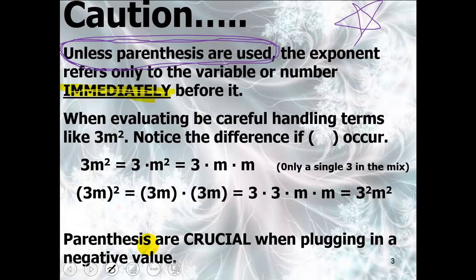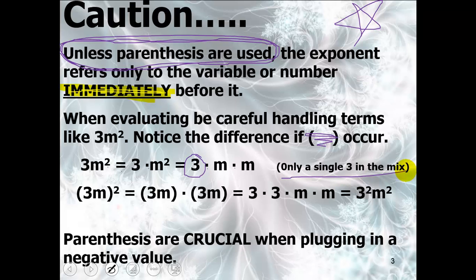When you're evaluating, be careful handling terms like this example, 3m squared. Notice the difference if parentheses occur. All right? We have 3m squared. That's the same as 3 times m squared, which is equal to 3 times m times m. You see there's only a single 3 in the mix.